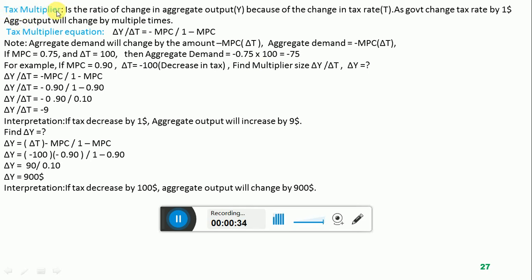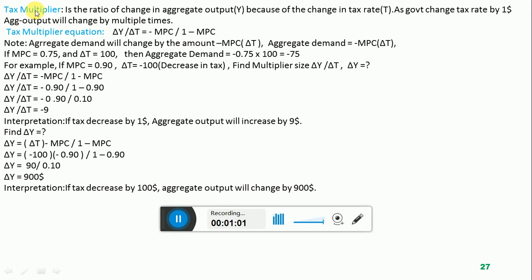The multiplier we discussed in the previous lecture is the ratio of the change in aggregate output level because of the change in any independent variable, like government spending, like tax, like investment. But here we have a specific multiplier, which is the tax multiplier. So how can we define the tax multiplier?